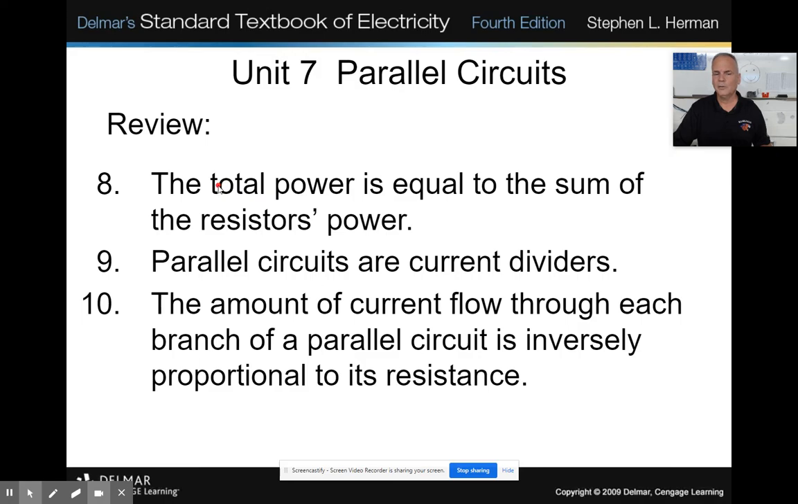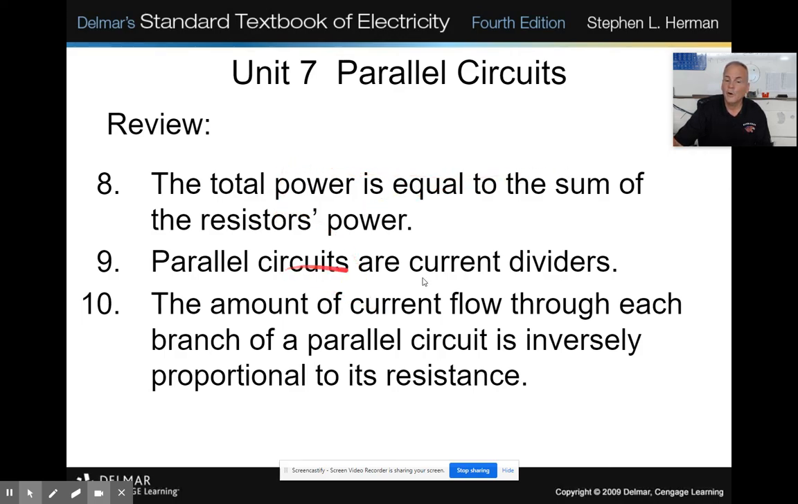They didn't even talk about this in the slideshow, but just like in series circuits, remember in series circuits, power adds up. They add up in parallel circuits too. That's the only thing that doesn't change. We'll deal with power a little bit later.